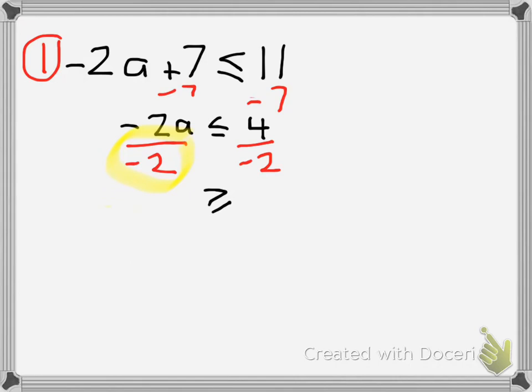So negative 2 divided by negative 2 is just going to be 1a, or a, and that's going to be greater than or equal to 4 divided by negative 2, which is negative 2.